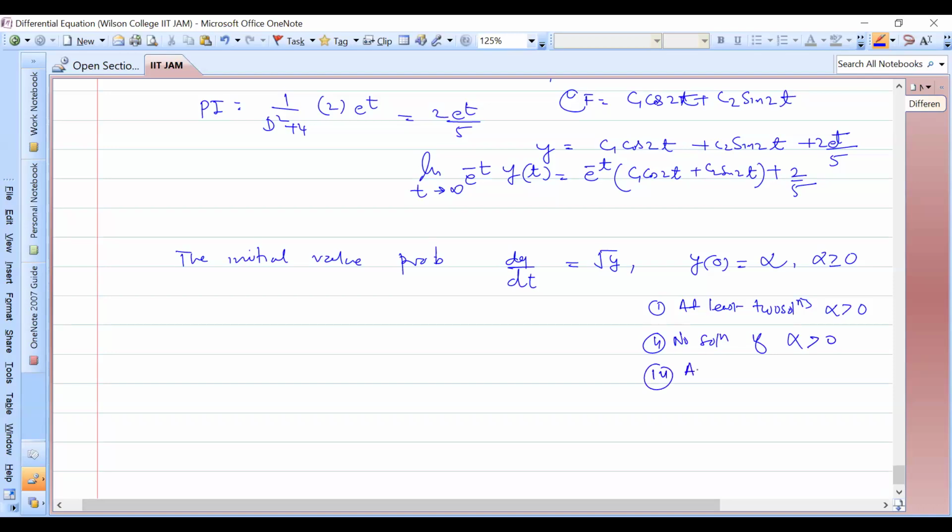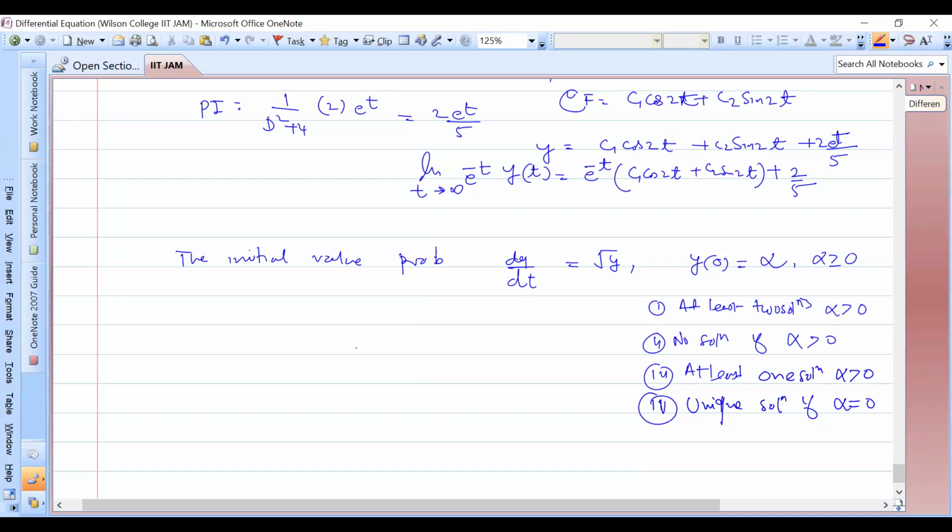Number three, at least one solution if alpha is greater than 0. And number four, unique solution if alpha equals 0. So what will be the correct answer? Huh? Third one. At least one solution.